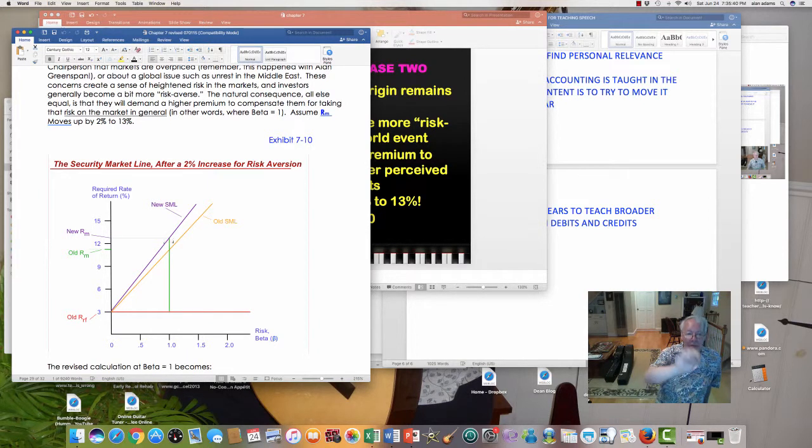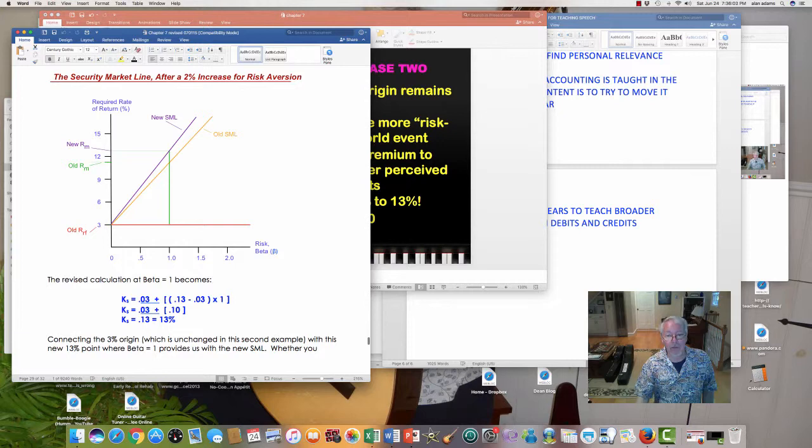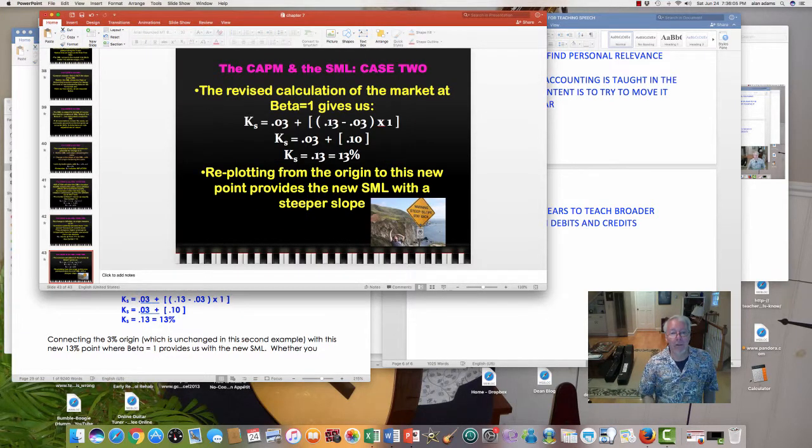Drawing a line through those 2 points gives us the purple line, the new SML. The origin stays the same at the T-bill rate, but this time the slope steepens because more risk is perceived, and therefore the market return has to be greater to induce you to invest in the market. That could have gone down just as easily and been below the orange line.